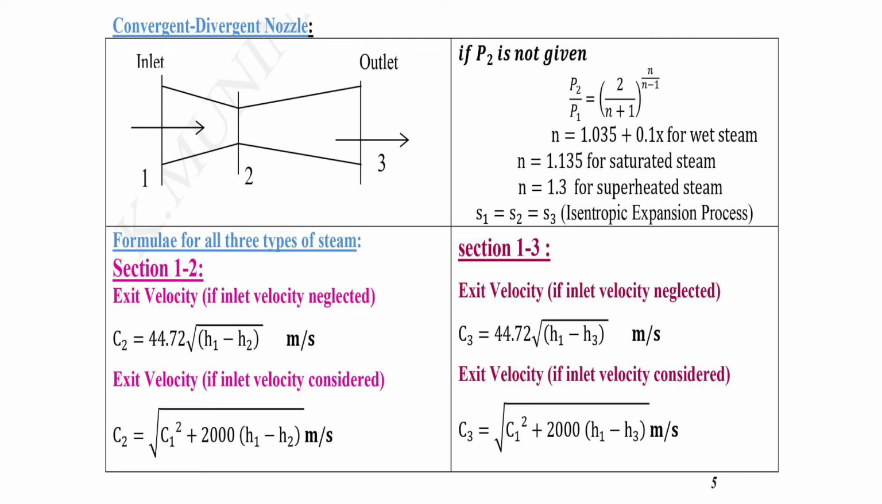And the formula for all three types of steam, the section 1 to 2, exit velocity can be calculated from 44.72 square root of H1 minus H2. Exit velocity if inlet velocity considered, C2 is equal to square root of C1 square plus 2000 multiplied with H1 minus H2. And the exit velocity of section 1 to 3, C3 is equal to square root of C1 square plus 2000 (H1 minus H3). And exit velocity if inlet velocity neglected, C3 is equal to 44.72 multiplied with square root of H1 minus H3.